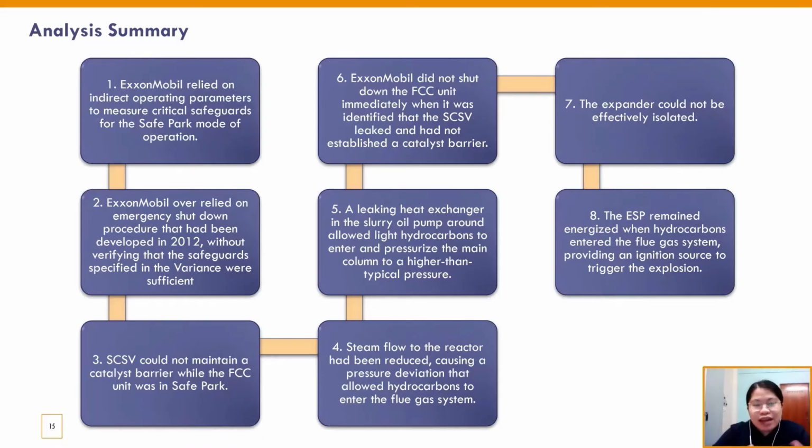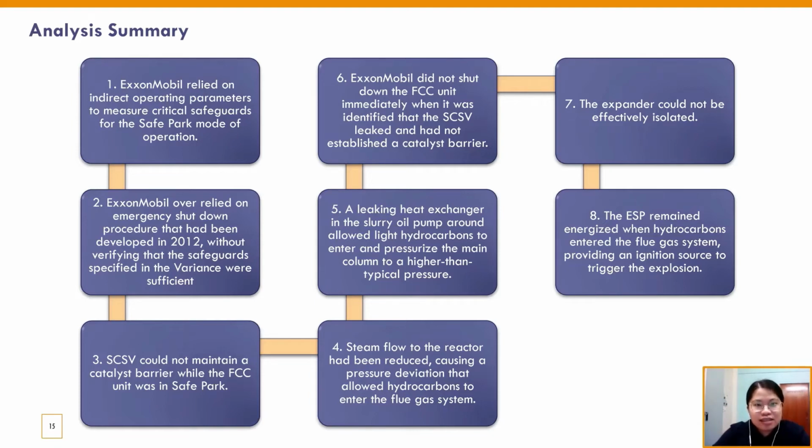By using the 5 why approach, we have identified 8 main root causes of the incident. So first, ExxonMobil was over-relying on indirect operating parameters and an outdated emergency shutdown procedure that had been developed in 2012.